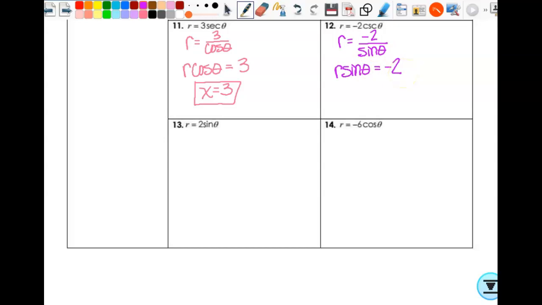And what do I replace r sine theta with? Y. Y equals negative 2. Okay. Everybody good with that? Okay, so let's look at 13.